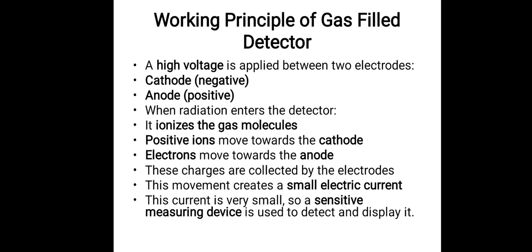Working principle of gas filled detectors. A high voltage is applied between two electrodes, the cathode, which is negative, and the anode, which is positive. When radiation enters the detector, it ionizes the gas molecules. Positive ions move towards the cathode, and electrons move towards the anode. These charges are collected by the electrodes. This movement creates a small electrical current. This current is very small, so a sensitive measuring device is used to detect and display it.